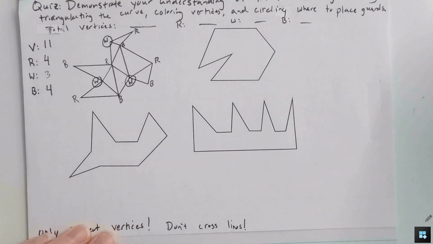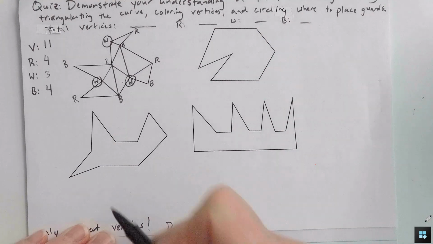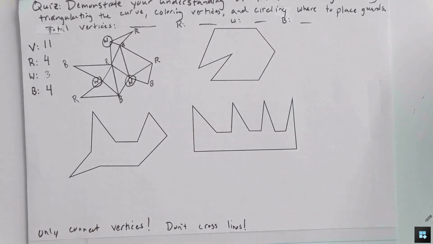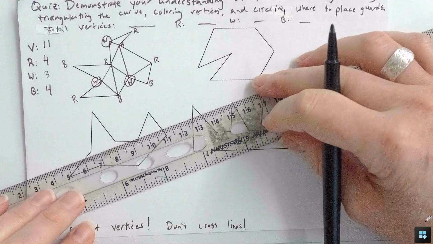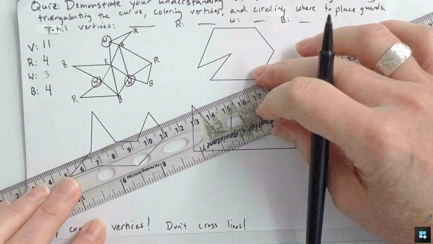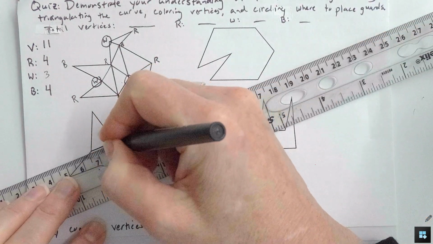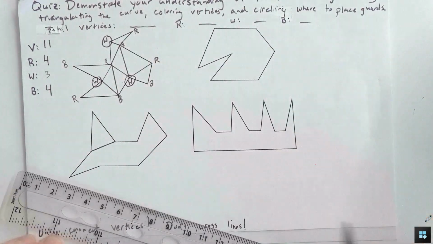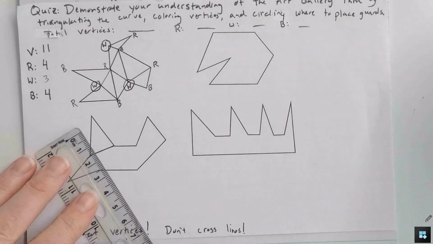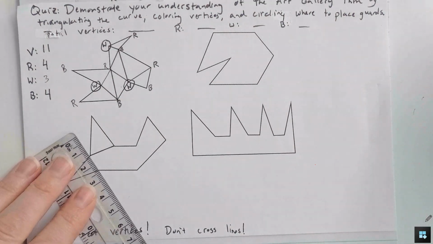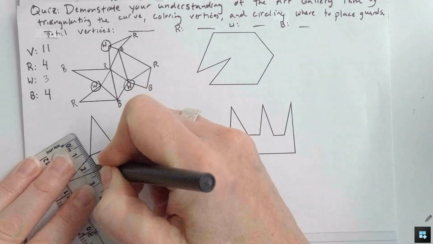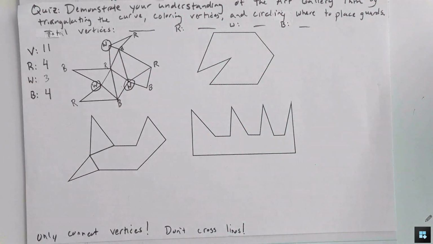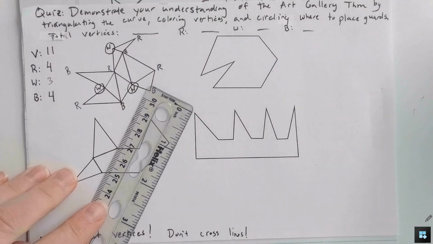Let's go ahead and do another one, okay? Let's do this one. Anybody have any questions on the first one? Okay. All right, so I'm going to connect these 2 corners to make a triangle. And then I'm going to connect these 2 corners to make a triangle. And I'll connect these 2 corners to make a triangle.